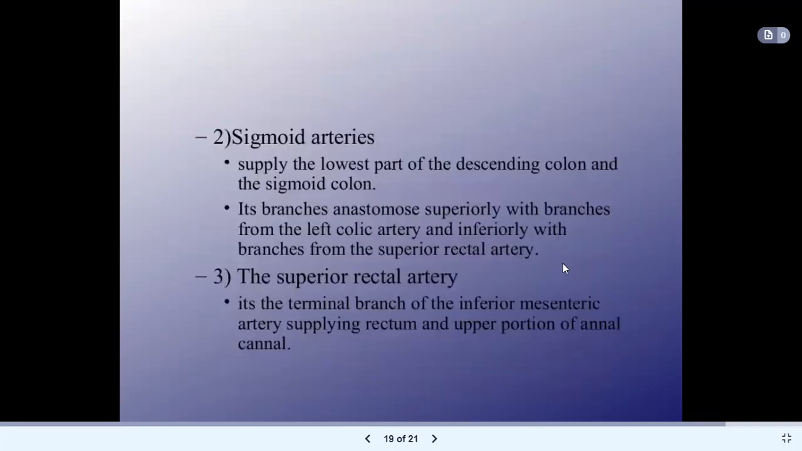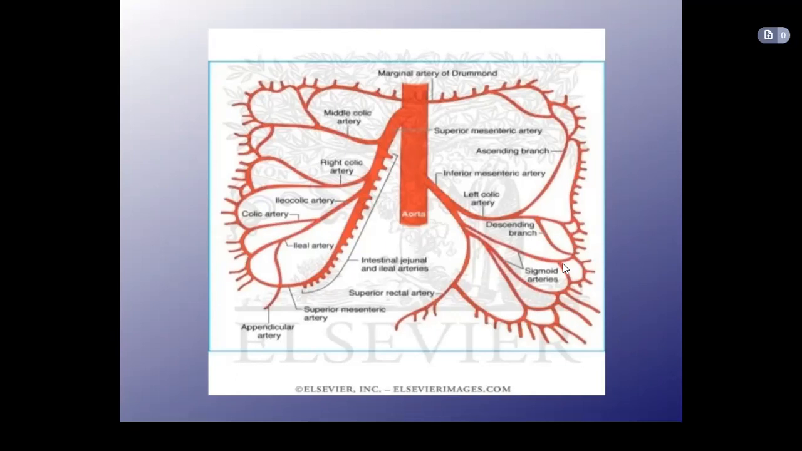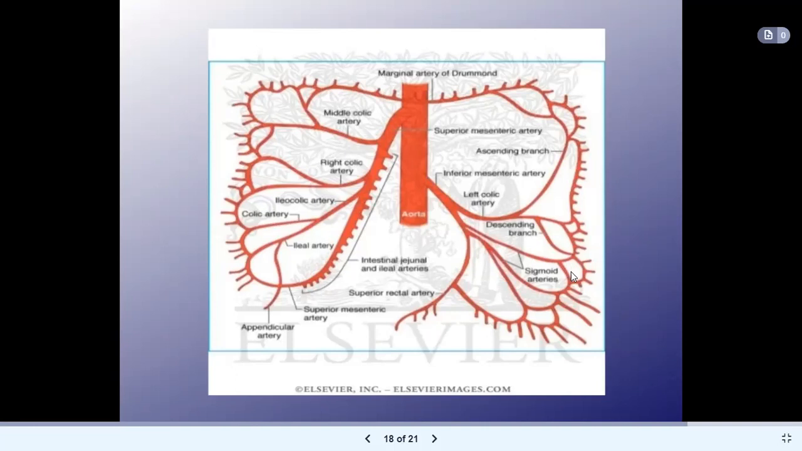Okay, so we don't have the diagram of the descending colon in this diagram, but just know that your descending colon is here on this side, and then the descending colon continues as the sigmoid colon, and then the sigmoid colon continues as the rectum anatomically.